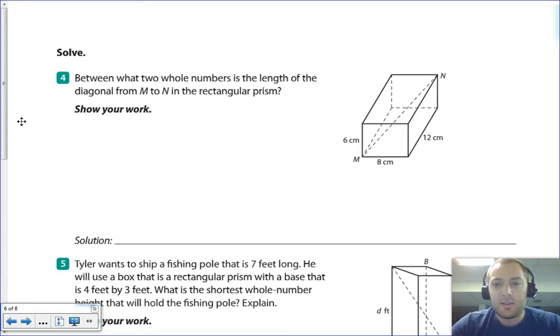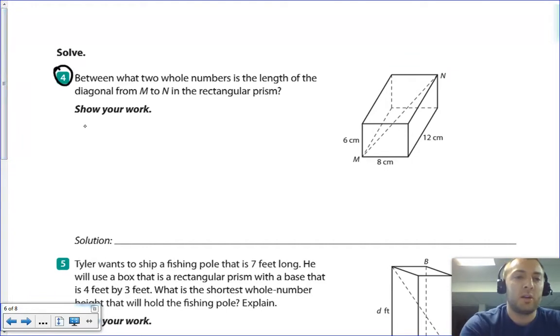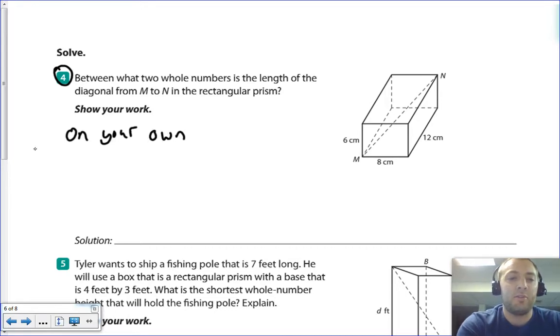You'll notice that number 4 is very similar. I'd like you to do this on your own. Two of the numbers are even the same. The only thing that's different is the 12 versus the 24. I am going to do number 5 here with you, though.